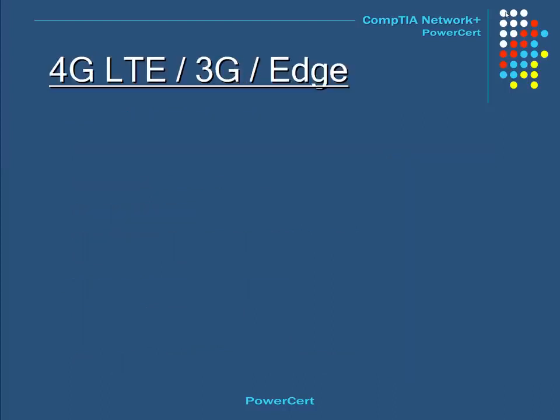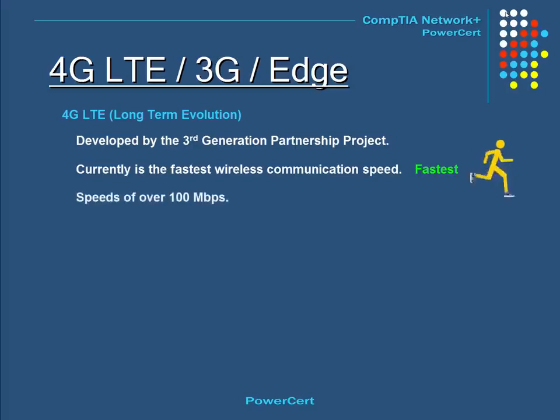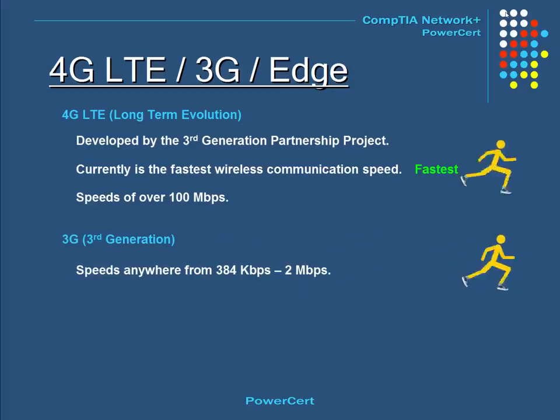4G LTE, which stands for Fourth Generation Long-Term Evolution, is a technology that was developed by the Third Generation Partnership Project. Currently, it offers the fastest wireless communication speed available, with speeds of over 100 megabits per second, which is many times faster than the speed of 3G or third generation. 3G technology offers speeds anywhere from 384 kbps to 2 megabits per second.